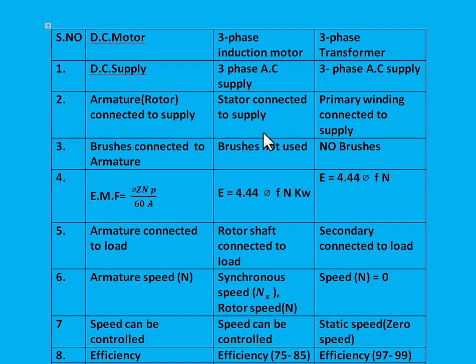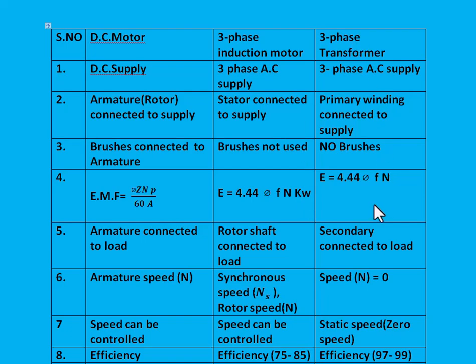Whereas in case of 3-phase induction motor, the induced EMF RMS value is equal to 4.44 φ F N Kw. Here φ means it is the maximum flux linking with the motor, and F is the input supply frequency and N is the speed of the motor and Kw is the winding factor of the motor.